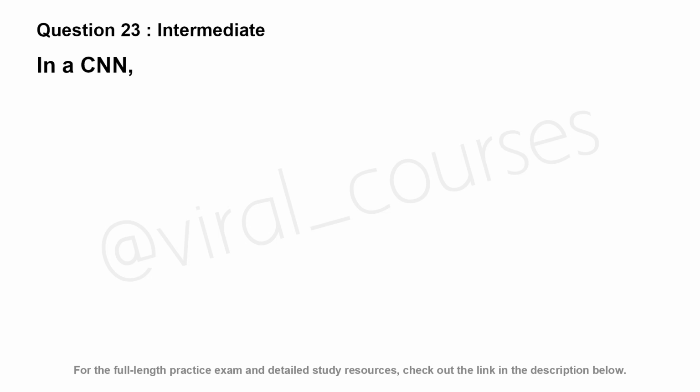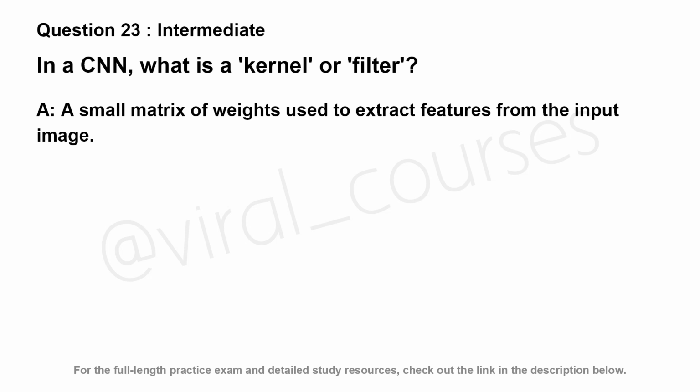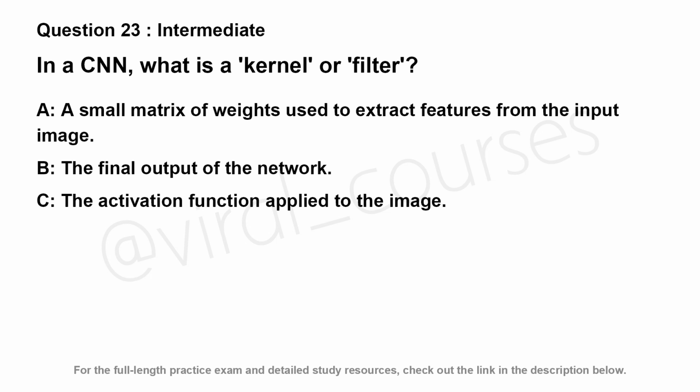In a CNN, what is a kernel or filter? Option A. A small matrix of weights used to extract features from the input image. Option B. The final output of the network. Option C. The activation function applied to the image. Option D. The process of resizing an image.